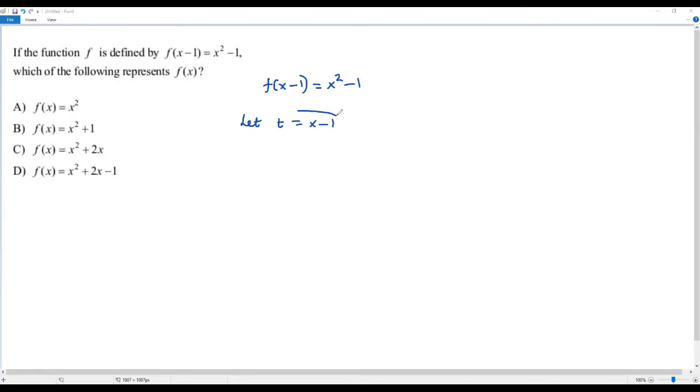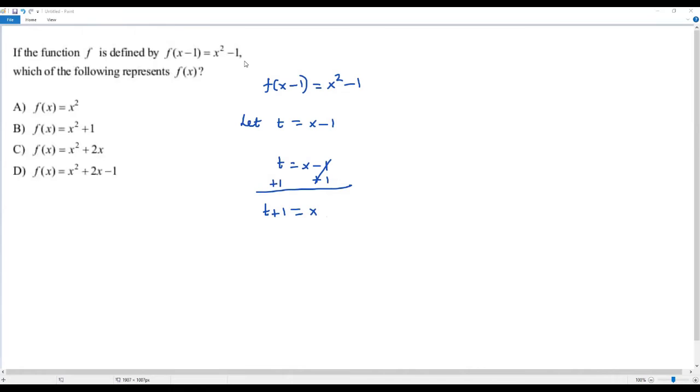For that, we have to solve for x in terms of t in this equation. Let me write this equation as it is. It is t equals x minus 1. To solve for x in terms of t, let me add 1 to both sides of this equation. Then this minus 1 plus 1 will cancel out. I am getting t plus 1 on the left side. On the right side, I am getting x. Okay, here I have solved for x in terms of t.